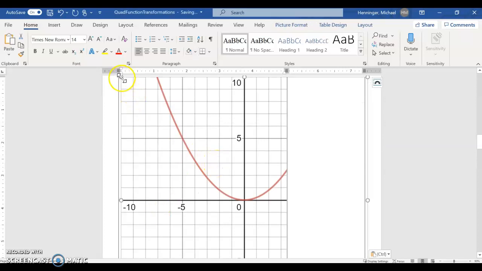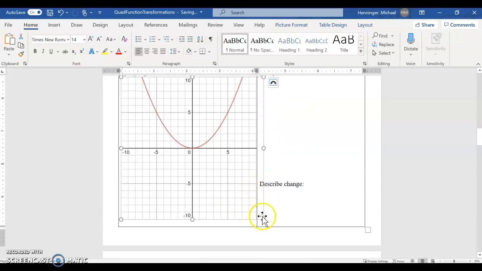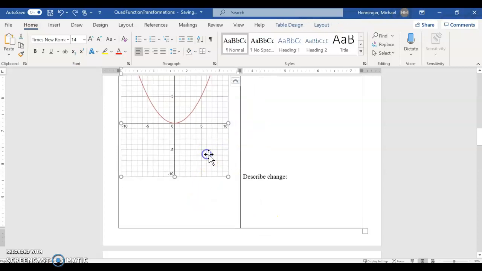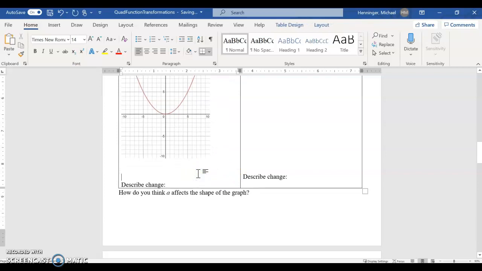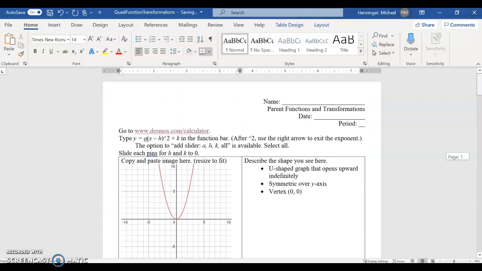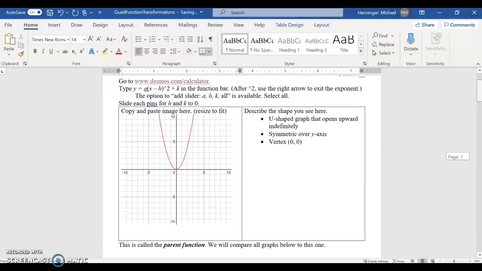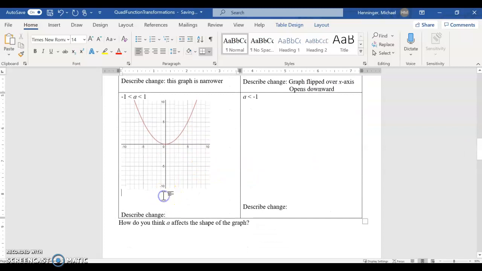All right, and we'll shrink it down too. Grab one of those nodes on the corner, shrink it down, and shrink it just a little bit more. There we go. Okay, and let's describe this change. Well, it's positive, so it's not flipped over. But take a look at this graph and take a look at the original. The difference between these two: while the original was narrower, this graph is a whole lot wider.